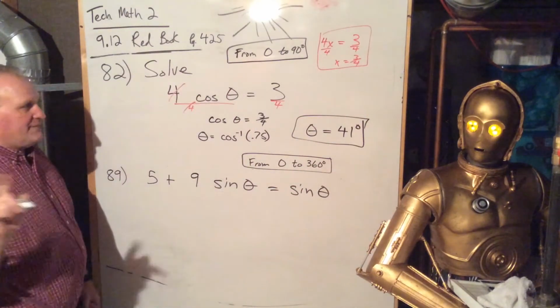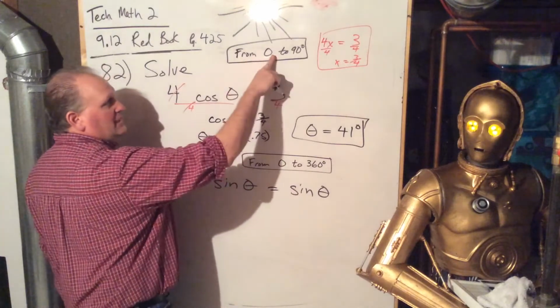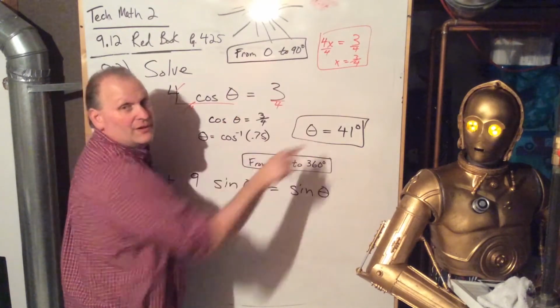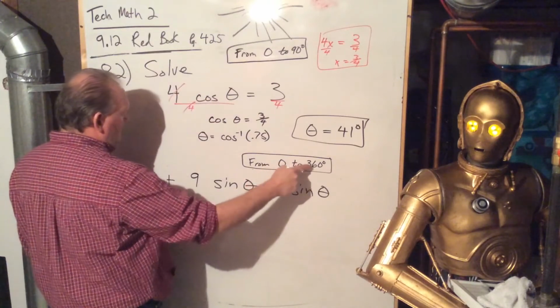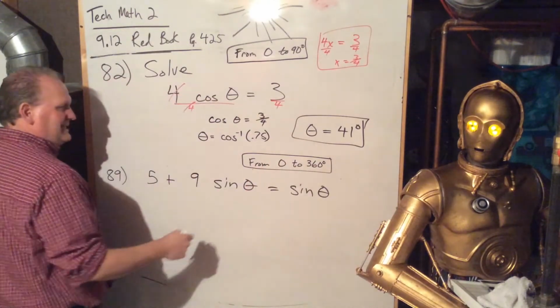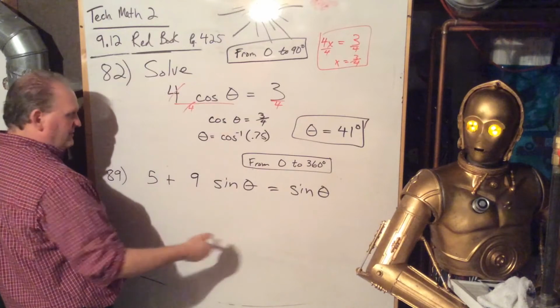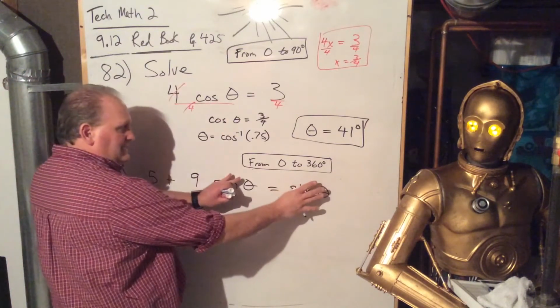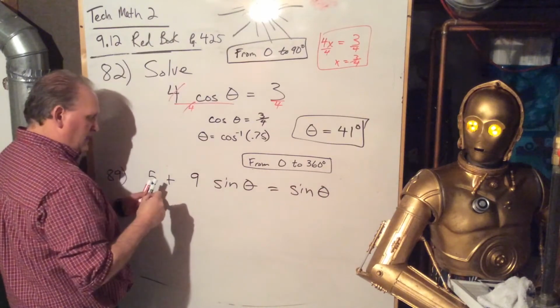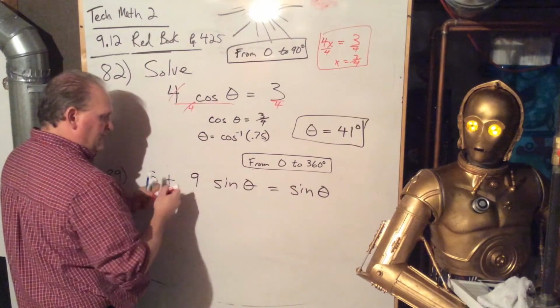This one is a little tougher because in the last one they only wanted the answer from 0 to 90, so we only had to worry about the one answer that came up on our calculator. This one they made a little more difficult because they're going from 0 to 360. And we've got variables on both sides, so if these were x's instead of sines, we would say, okay, let's get them all over to one side.